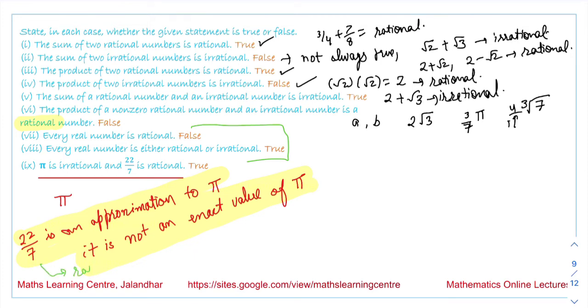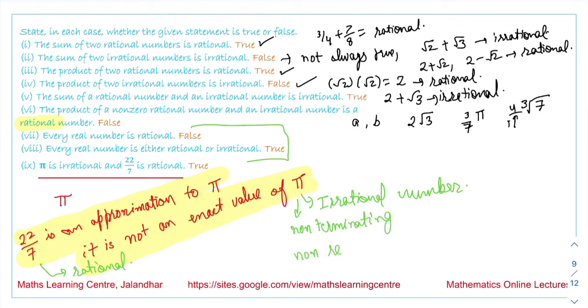22 by 7 is a rational number, whereas pi is an irrational number. Up to certain digits the values match, but after that pi is non-terminating and non-repeating, whereas 22 by 7 is terminating and repeating.